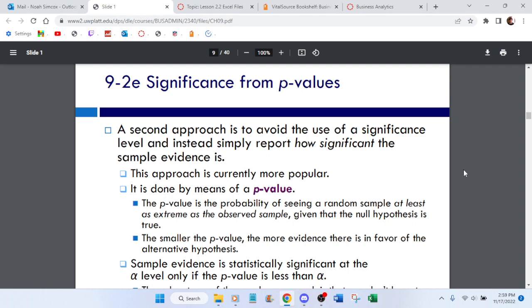Avoid the use of a significance level and instead simply report how significant the sample evidence is. This approach is currently more popular. It is done by means of a p-value. The p-value is the probability of seeing a random sample at least as extreme as the observed sample, given that the null hypothesis is true.